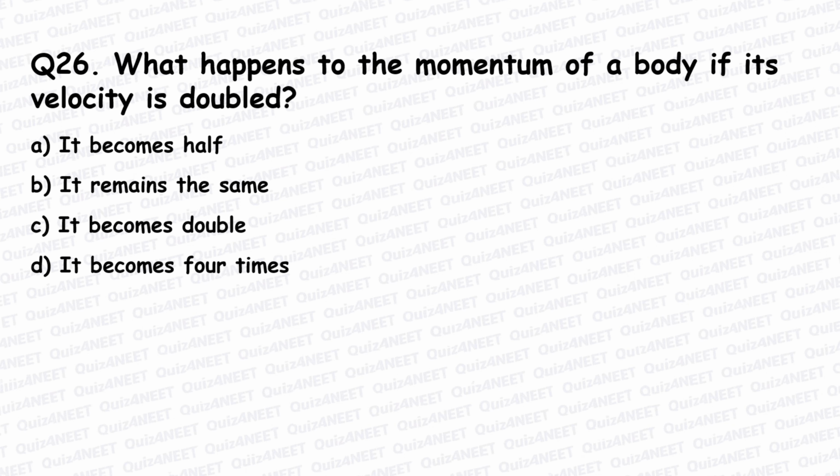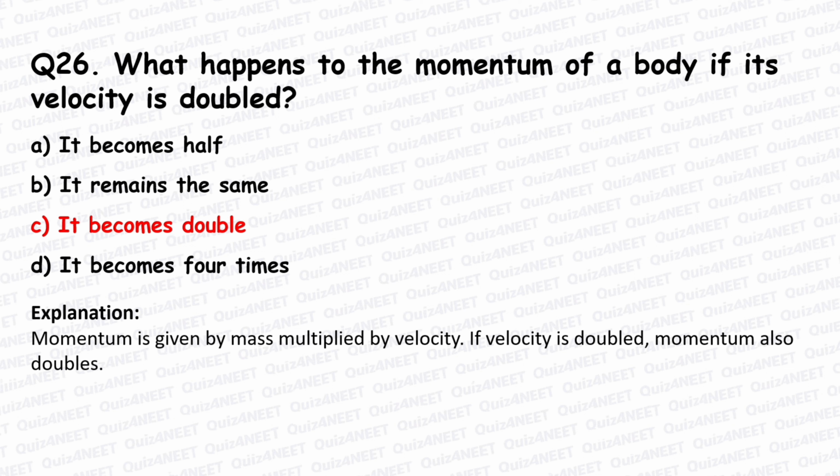Q26. What happens to the momentum of a body if its velocity is doubled? A, it becomes half; B, it remains the same; C, it becomes double; D, it becomes 4 times. Answer: C, it becomes double. Momentum is given by mass multiplied by velocity. If velocity is doubled, momentum also doubles.